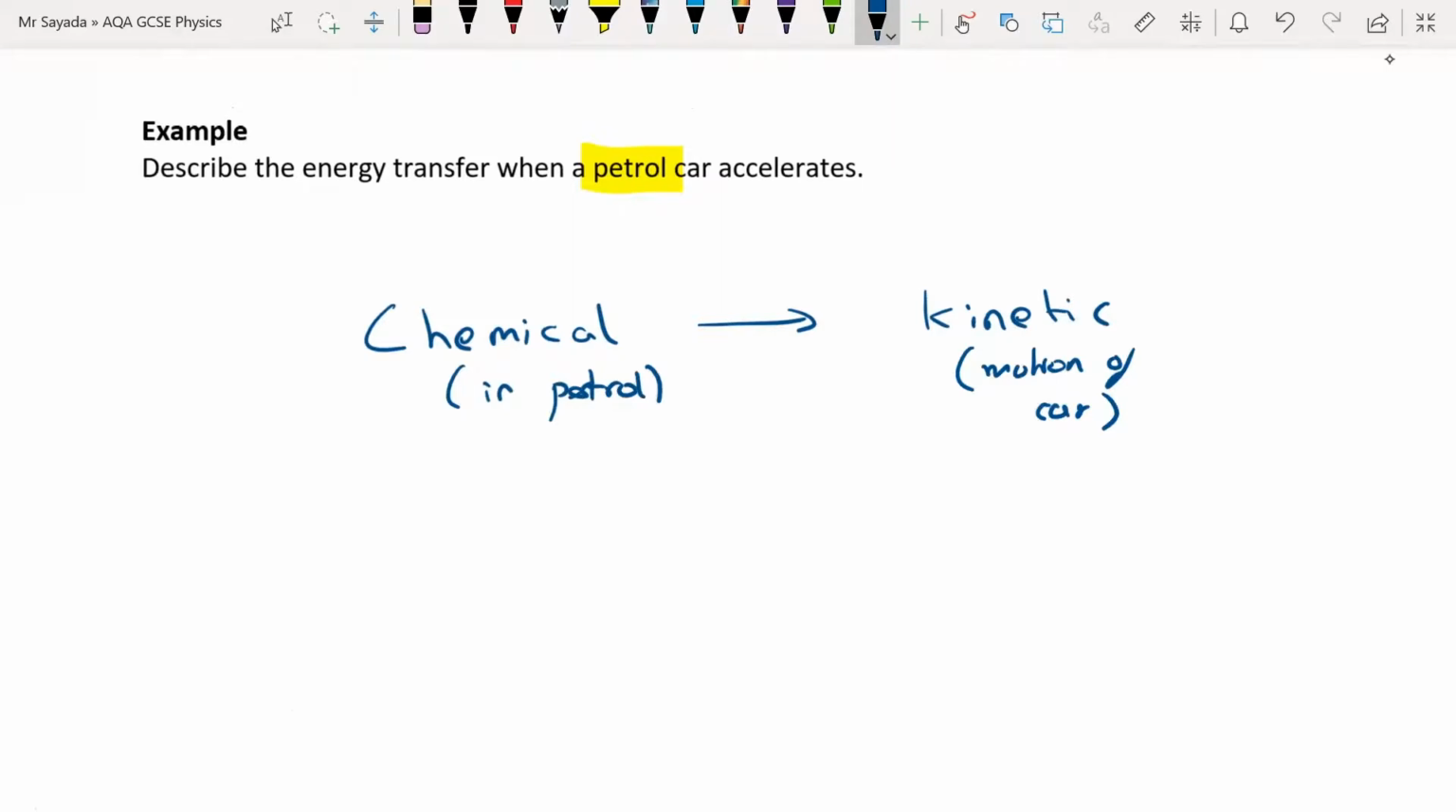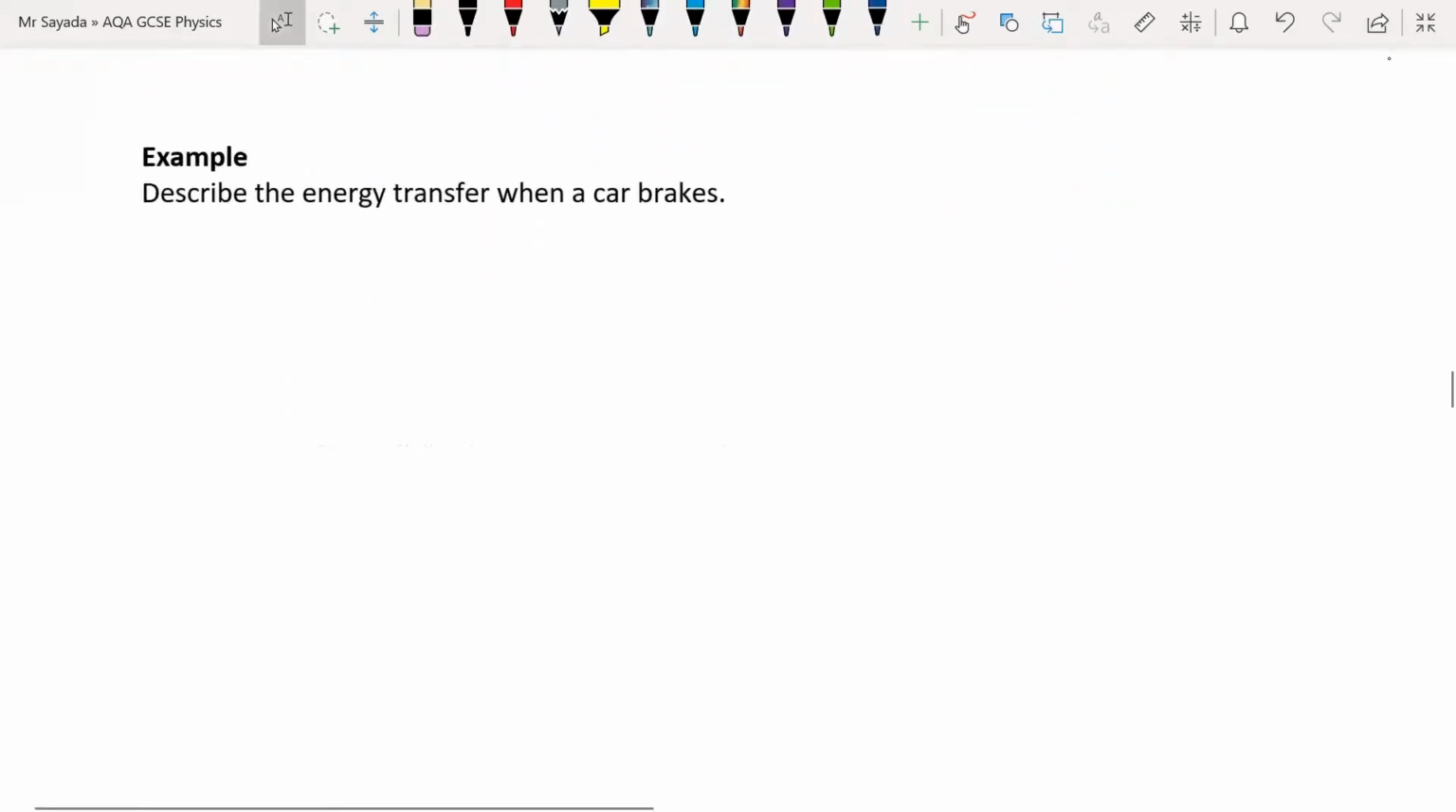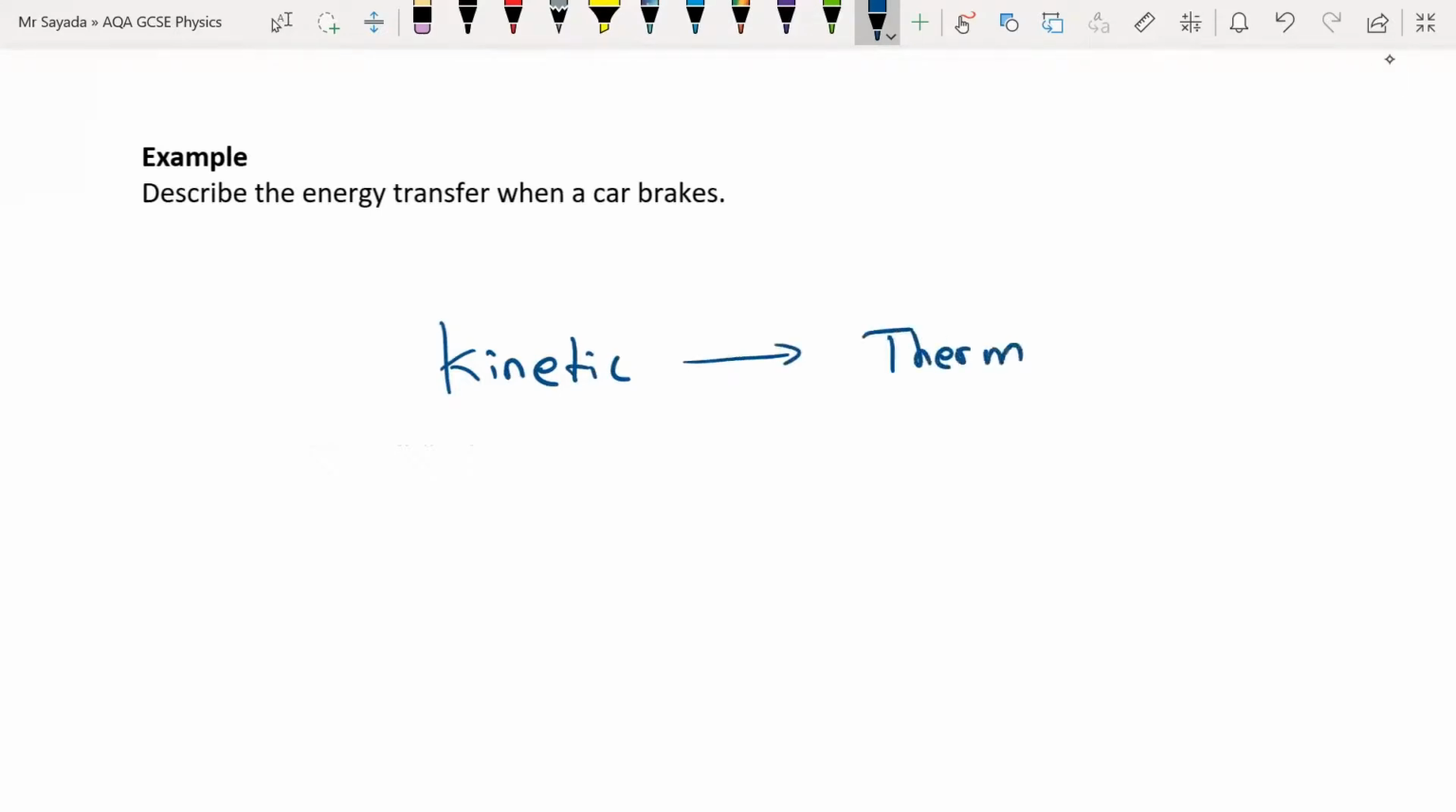Now let's think about the opposite. What if a car were to brake? What's the energy transfer this time? Pause the video to write down your answer. Press play once you're ready. So you should have now answered this question. When a car brakes, it has kinetic energy because it's moving. And as we said earlier, all that kinetic energy will transfer to the thermal energy of the brakes and of the surroundings. If you're ever not sure where energy has gone, usually it's thermal energy. Usually at the end of most energy transfers, there is a thermal energy store.